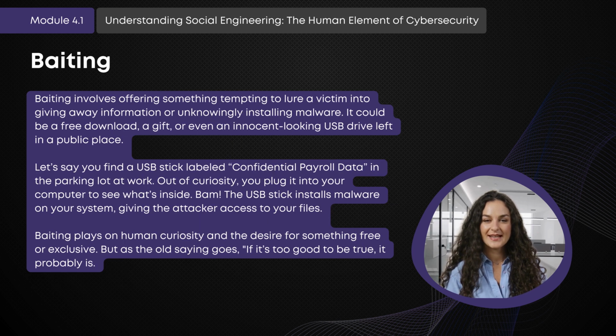3. Baiting. Baiting involves offering something tempting to lure a victim into giving away information or unknowingly installing malware. It could be a free download, a gift, or even an innocent-looking USB drive left in a public place. Let's say you find a USB stick labeled confidential payroll data in the parking lot at work. Out of curiosity, you plug it into your computer to see what's inside.